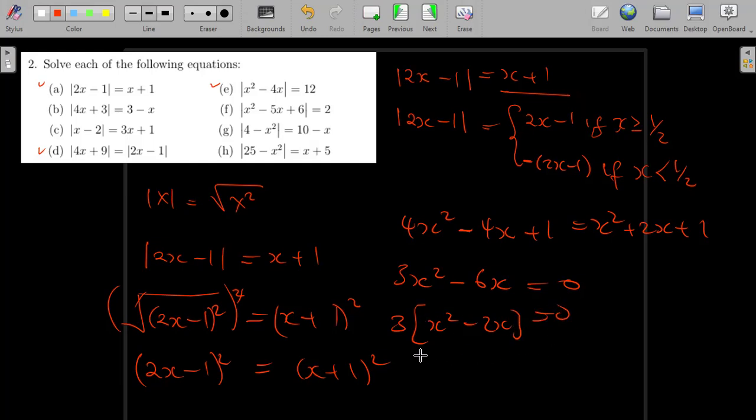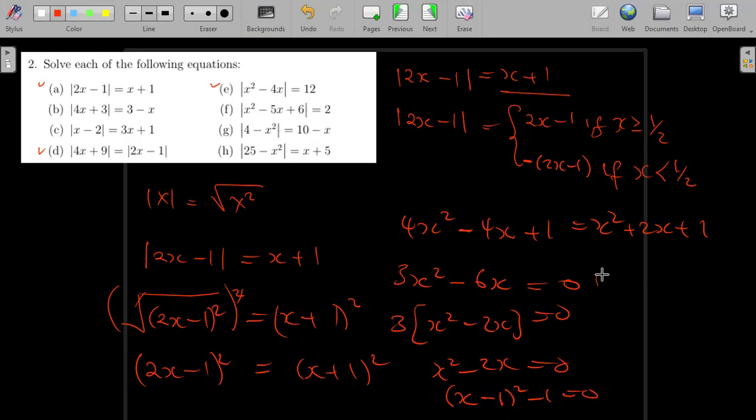Of course, notice that you can divide both sides by the 3, such that you remain with x squared minus 2x, and this will be equal to 0. Then, what next can you do there? You can complete the square here. You get x minus 1 squared, then that will be minus 1 equal to 0.